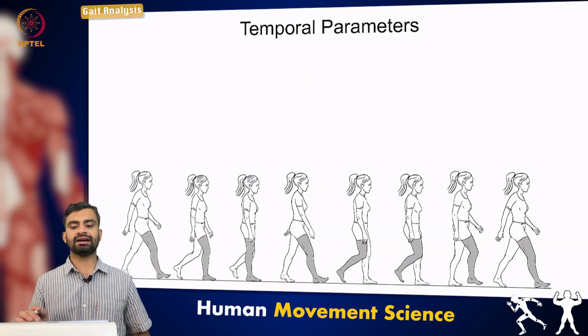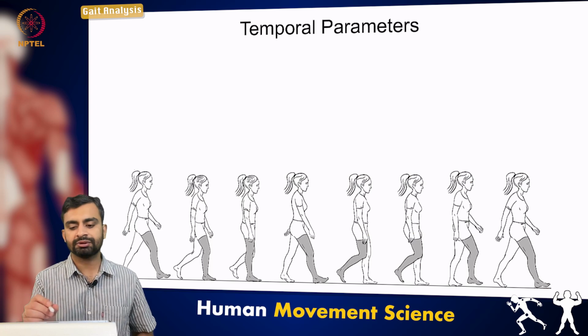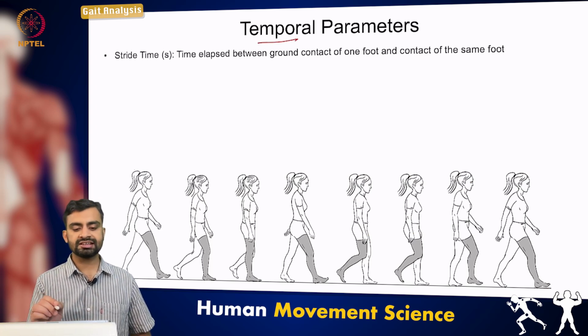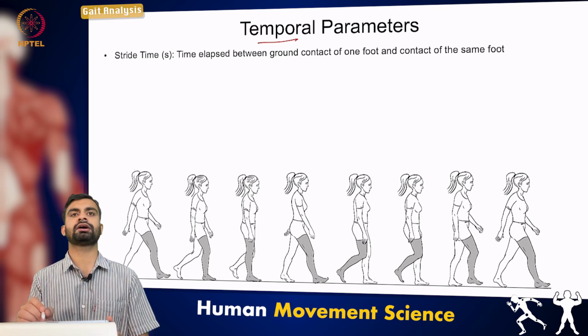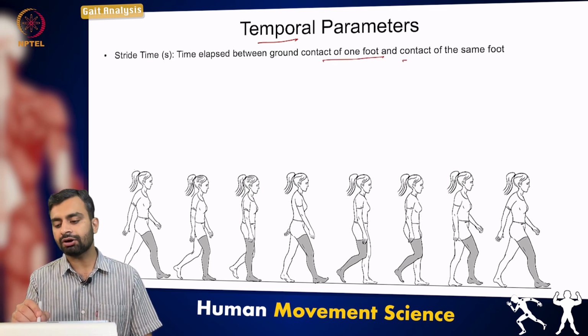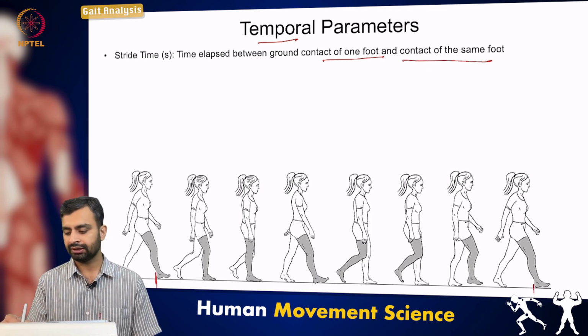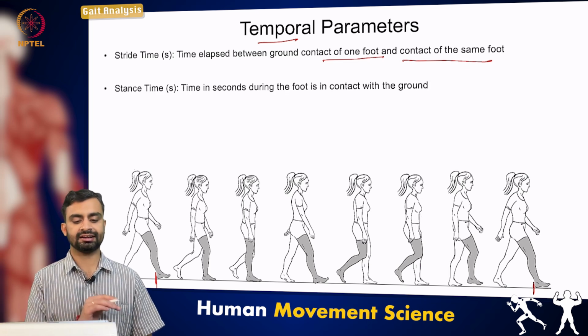Now let's look at the temporal parameters. Temporal parameters are parameters which are related to time. So first is stride time. As the name indicates, it is the time elapsed between the ground contact of one foot and contact of the same foot with the ground. So from here to here, the time elapsed between this is known as stride time.